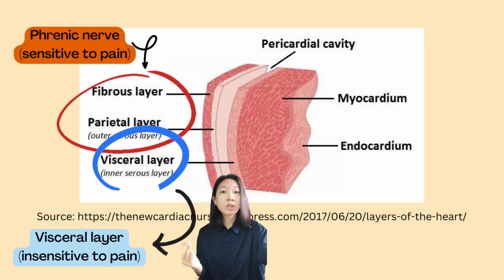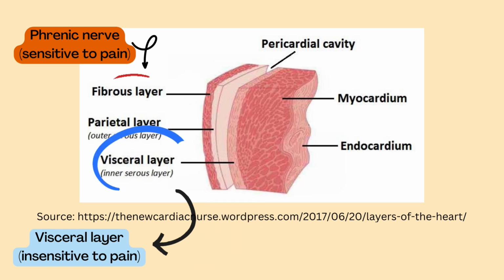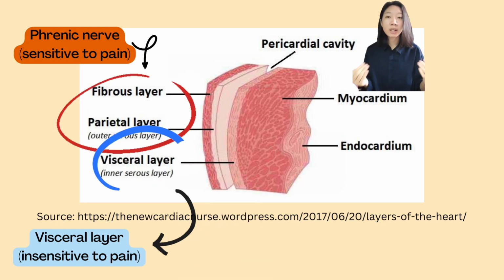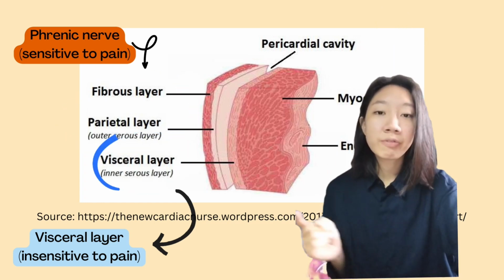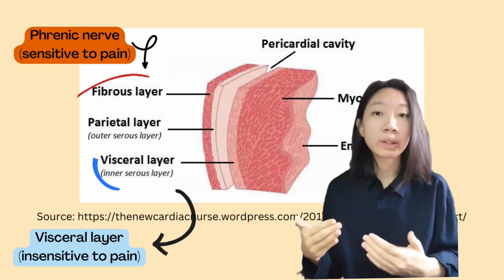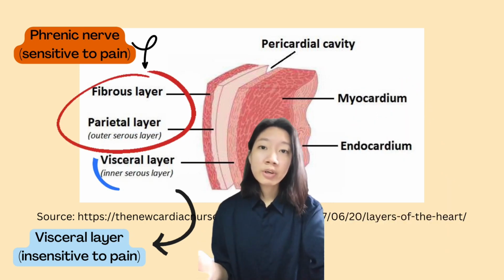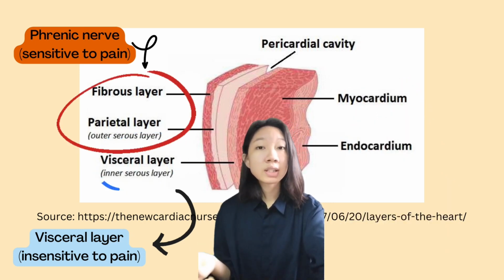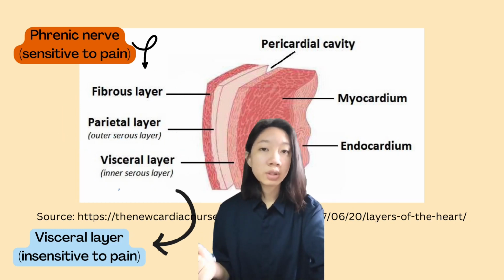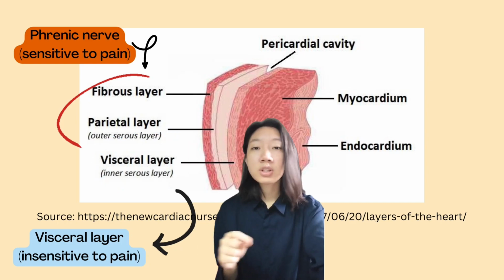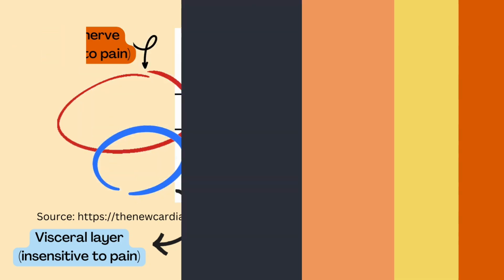Note that the visceral layer is just beneath or next to the heart, so that's why it's also known as epicardium. It's part of your heart. So in between the serous layer, there's a pericardial cavity filled with pericardial fluid, which is secreted by the serous layer. And this fluid will prevent the friction produced when your heart is pumping. The fibrous and parietal layer is innervated by phrenic nerve, and they are sensitive to pain. Whereas the visceral layer is innervated by autonomic nerves, hence it's insensitive to pain.